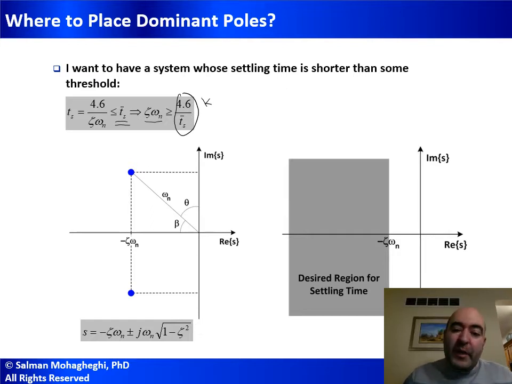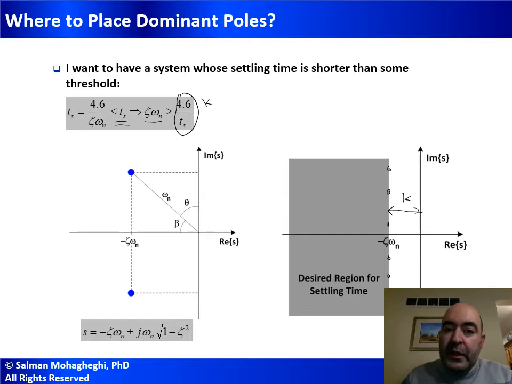Now, what is zeta omega n? Again, from our previous discussion, zeta omega n is the distance of the pole to the j omega axis. So if I want to get a lower settling time than my particular threshold, I want to make sure that the distance of the pole is going to be greater than that k. So if this is k, any pole that is exactly on this line here will give me a settling time which is equal to TS bar.